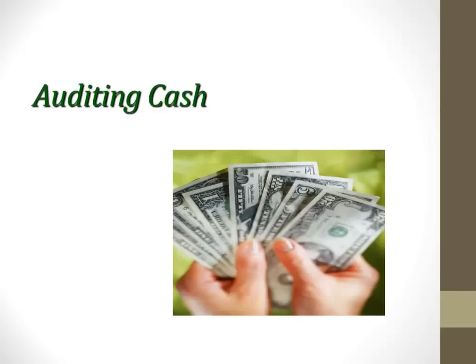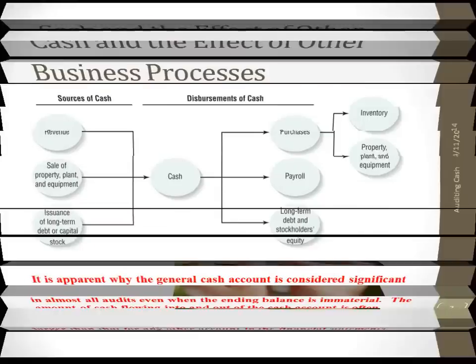Okay. So these are going to be the last two cycles. Cash is included in both the revenue cycle and the expenditure cycle, but the expenditure cycle will be the last business process we talk about in terms of the audit approach. And certainly when we talk about the expenditure cycle, we'll cover the concepts that we talked about in the revenue cycle, except that we will be viewing it from the perspective of the expenditure cycle. But I want to start out with talking about auditing cash.